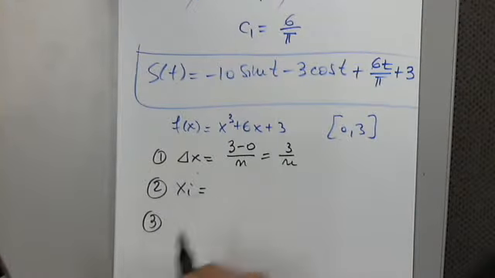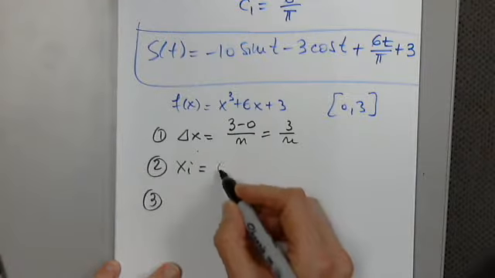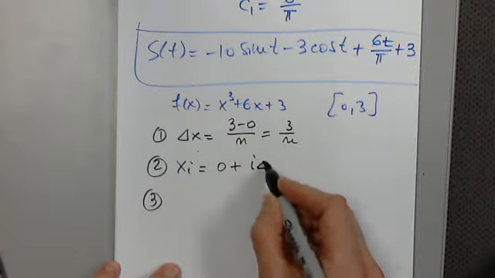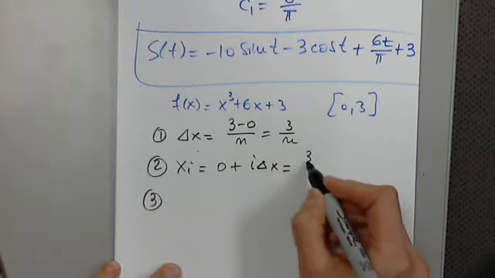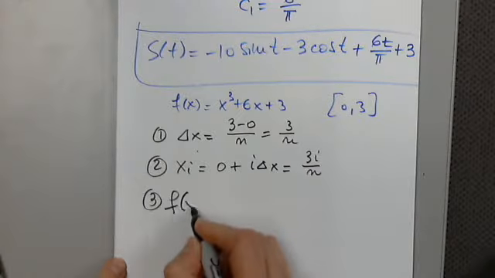Xi indeed. Remember, x1 is 0 plus 1 delta x. x2 is 0 plus 2 delta x. x3 is 0 plus 3 delta x. And then xi must be 0 plus i delta x, or, in other words, 3i over n. And then the last prep must be f of xi.